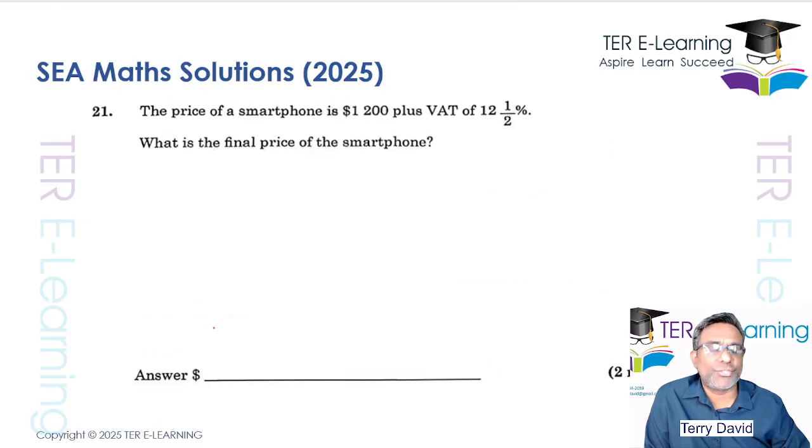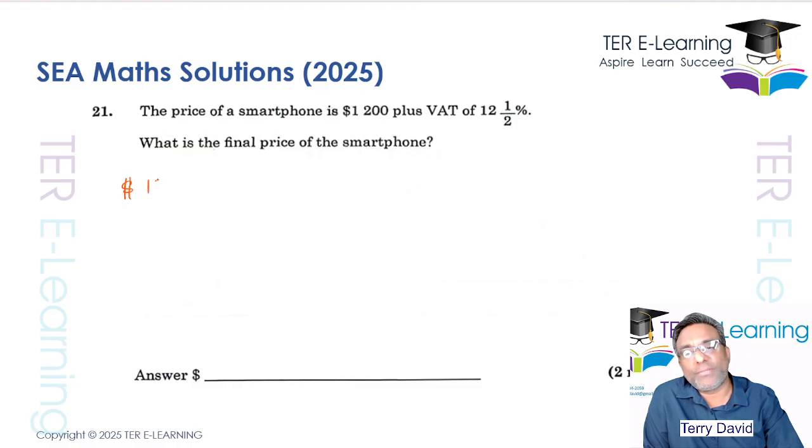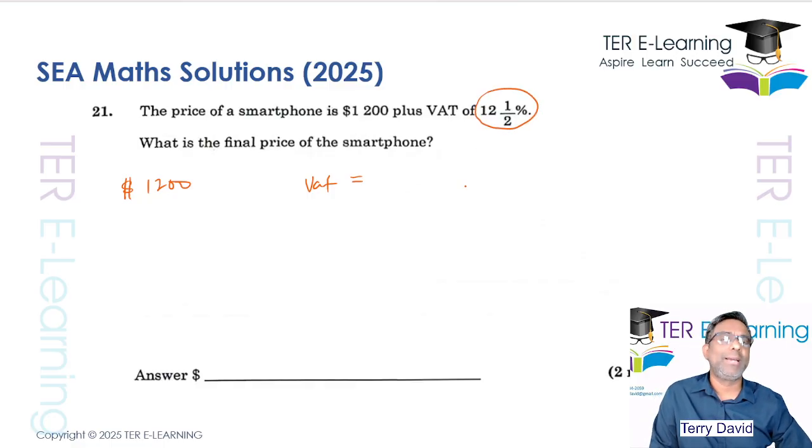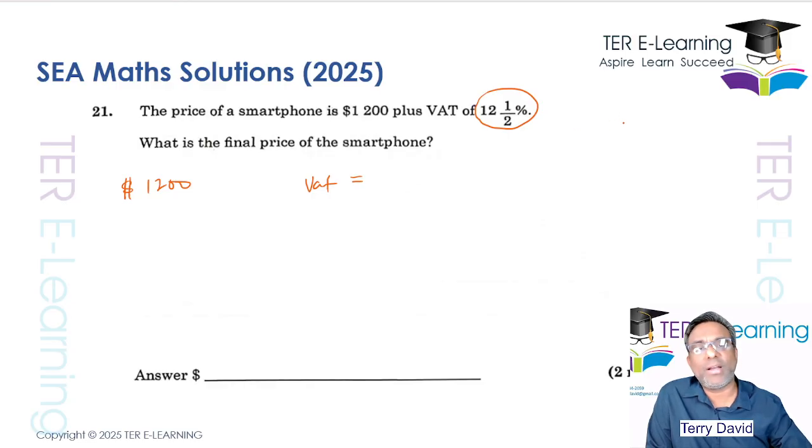All right, so this is section 2 now, right? So the price of a smartphone is $1,200 plus VAT. What's the final price? So your price, right, is $1,200. So we need to calculate what the VAT is, though, right? So the VAT in this case here. Now, you all should know that 12.5%, right, is actually 1/8, right? So you need to be able to know what your percentages are, right? 12.5%, right, is actually 1/8.